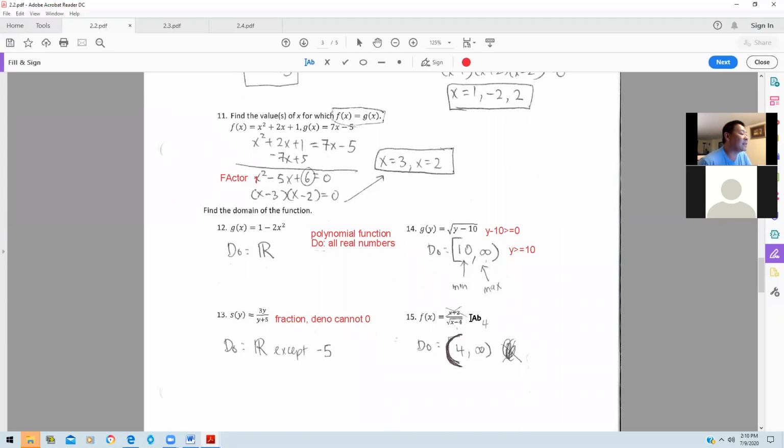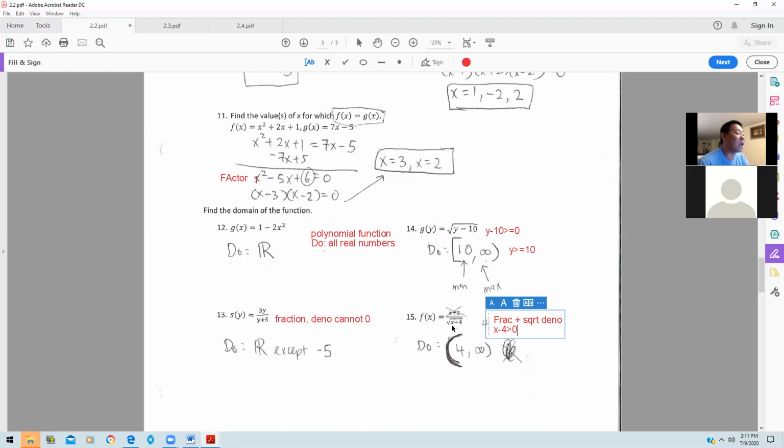For 15, this is a very special case because now you have a fraction and a square root in the denominator. So if you have a fraction plus a square root in the denominator, then you take whatever you have in the denominator and make it greater than 0. So you cannot make it greater than or equal to 0 like what we did in 14. The reason why is because 0 is no good in the denominator. Okay, the denominator cannot be 0.